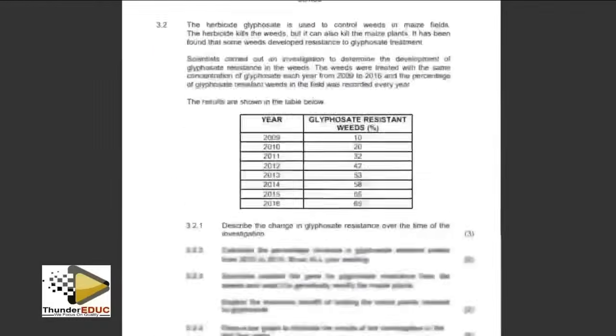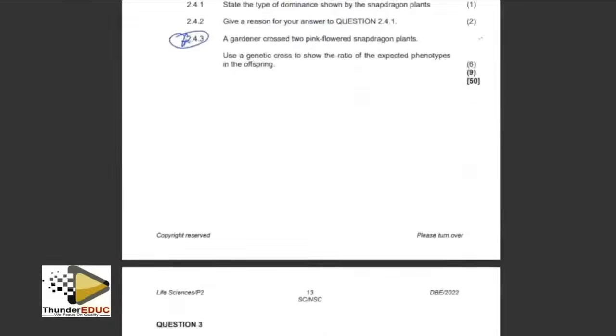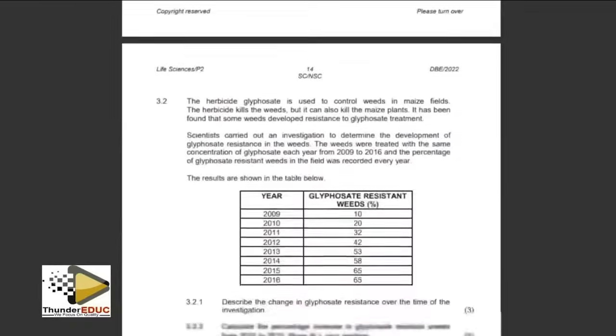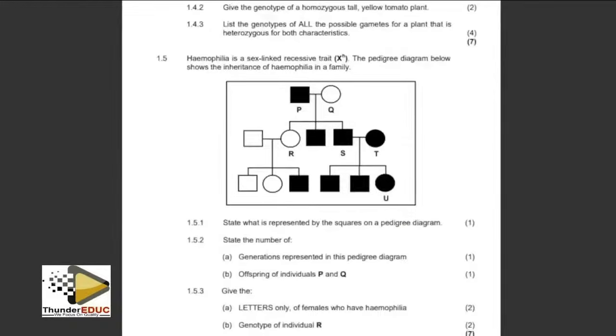just one example of a pedigree diagram. Pedigree diagram. Yeah, pedigree, where are you? Pedigree. And then I show you how you can use it to answer and also to score a mark.